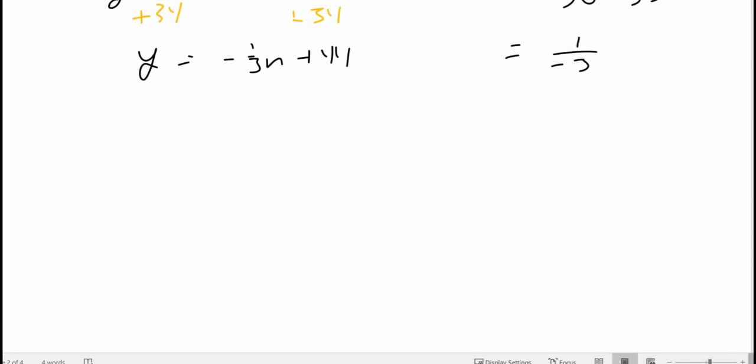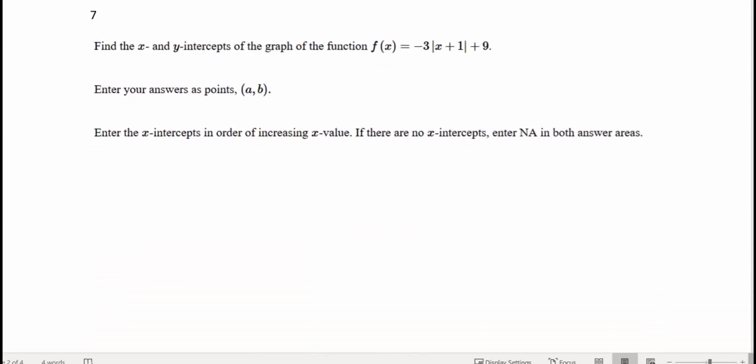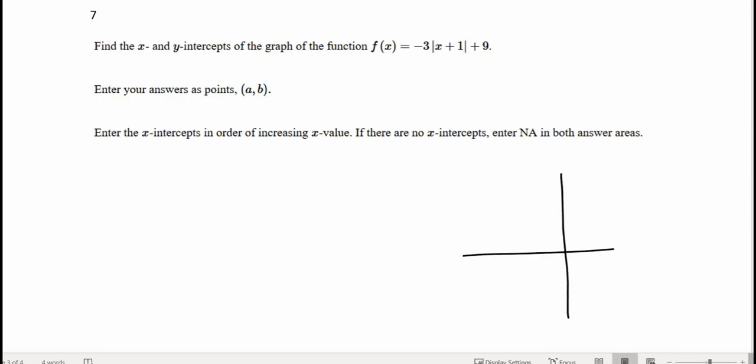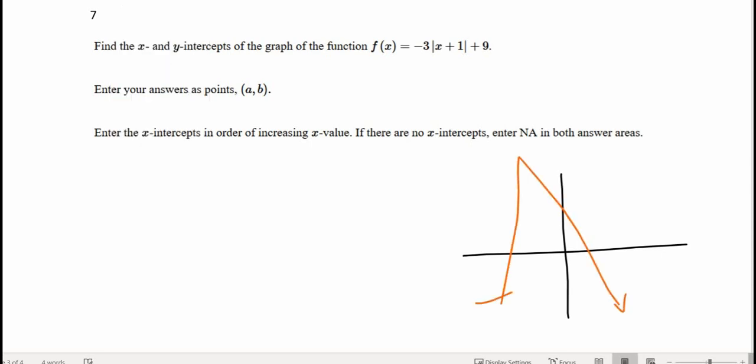And the last one, I think, was number 7. It has an absolute value, and we want to find the x and y intercepts. Now remember, if I think about the graph of this, and I'm not going to draw the graph accurately here, I do know from our transformation work that we shift the graph up 9, we reflect it, we stretch it, and we go left 1. So the graph is just going to be an upside down V.